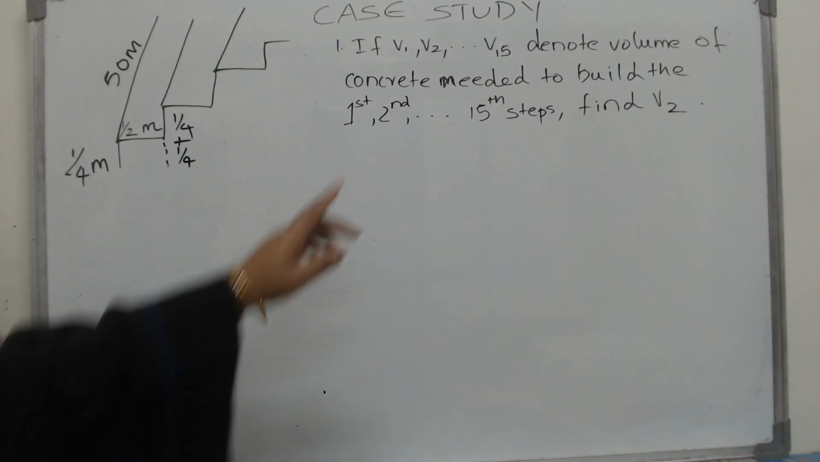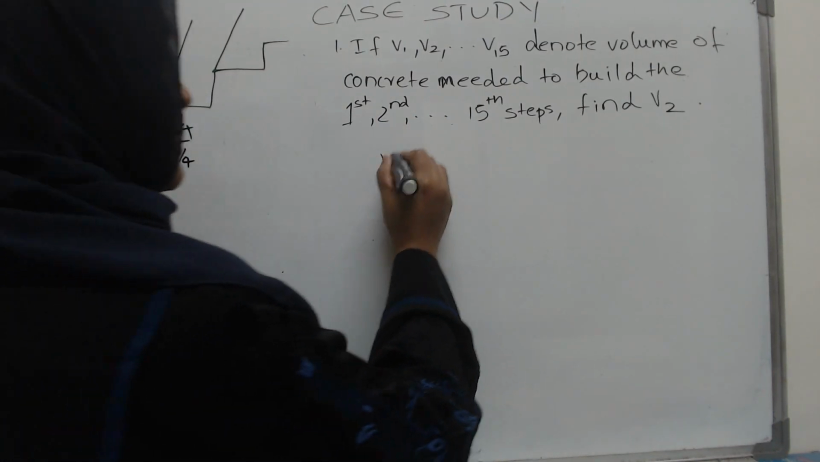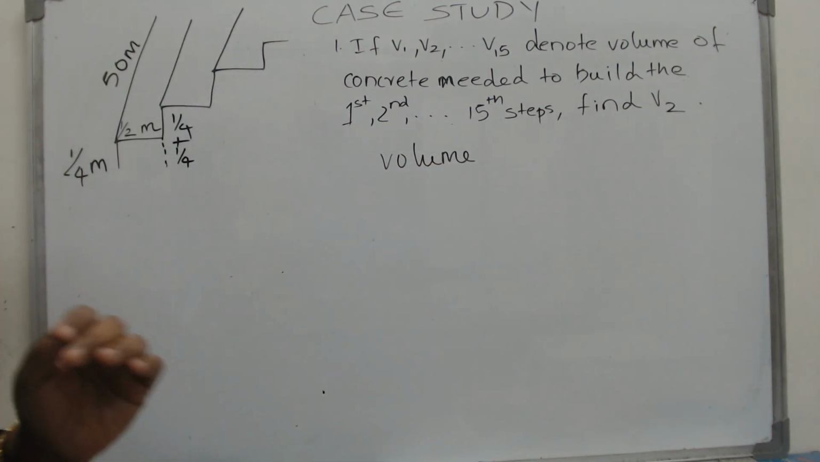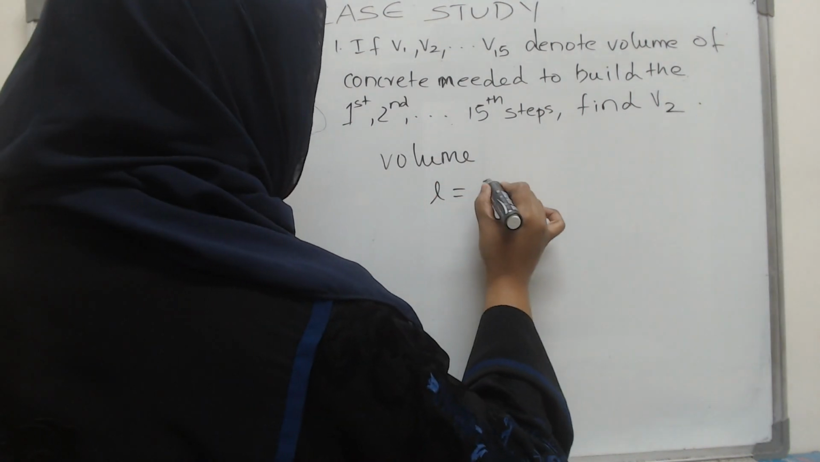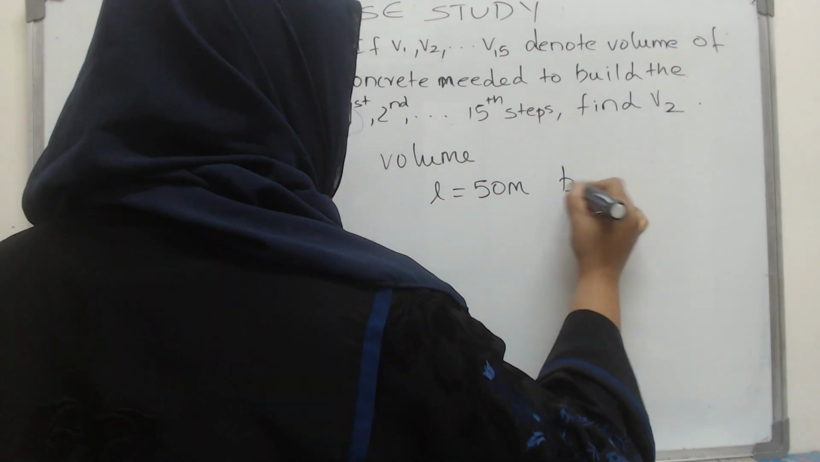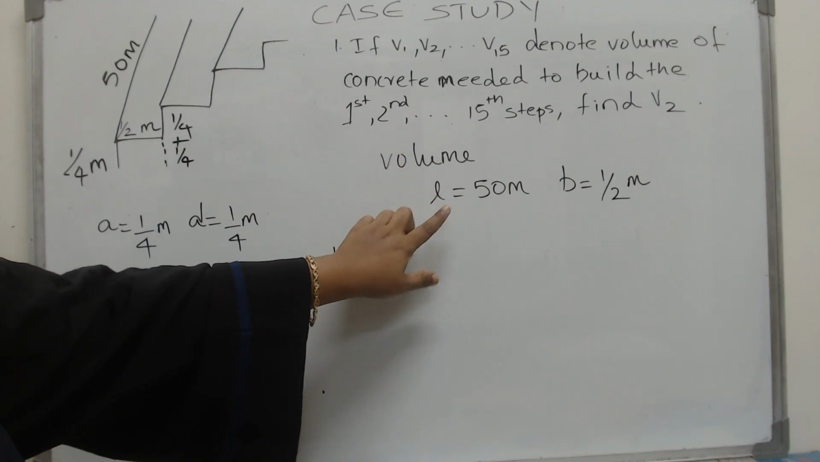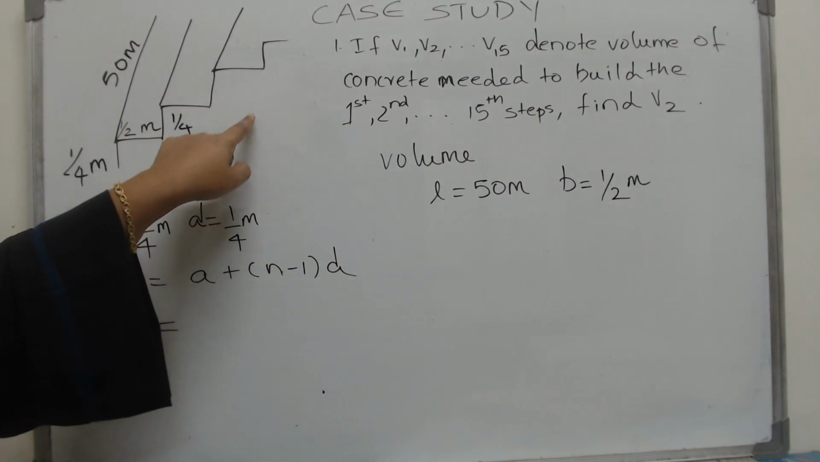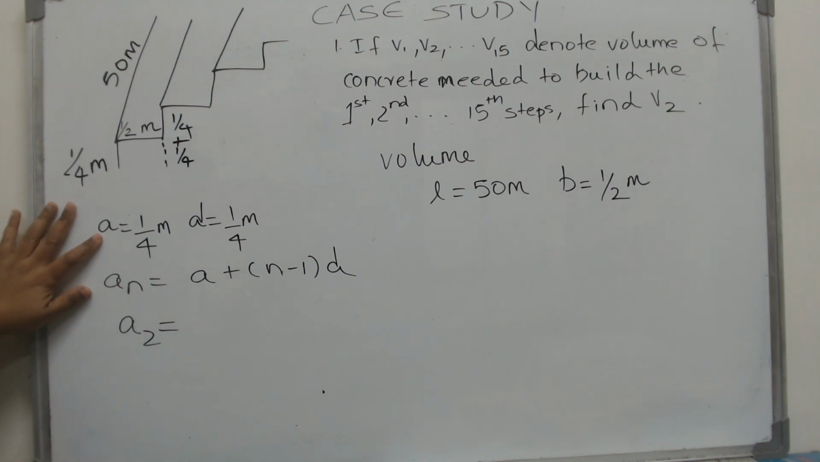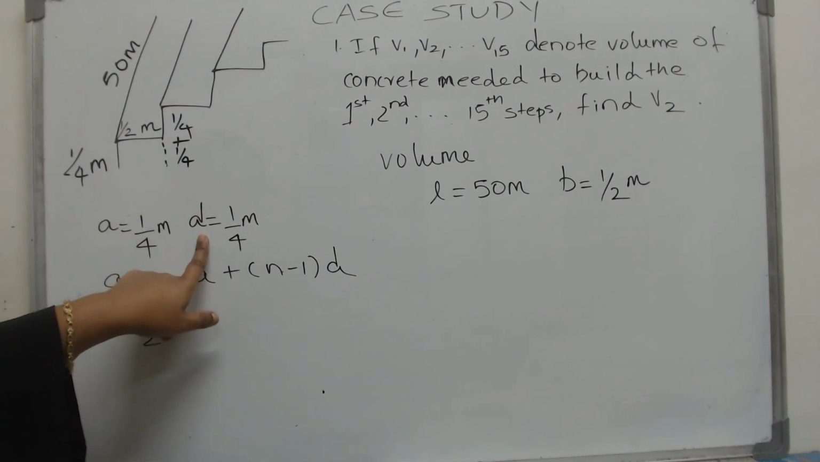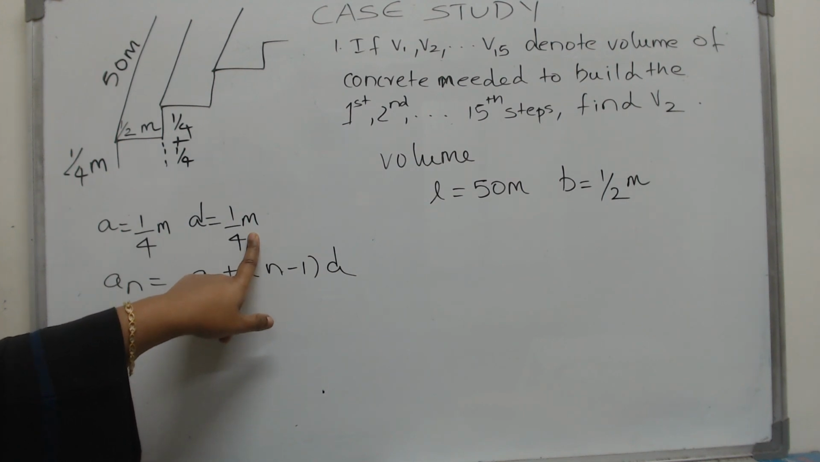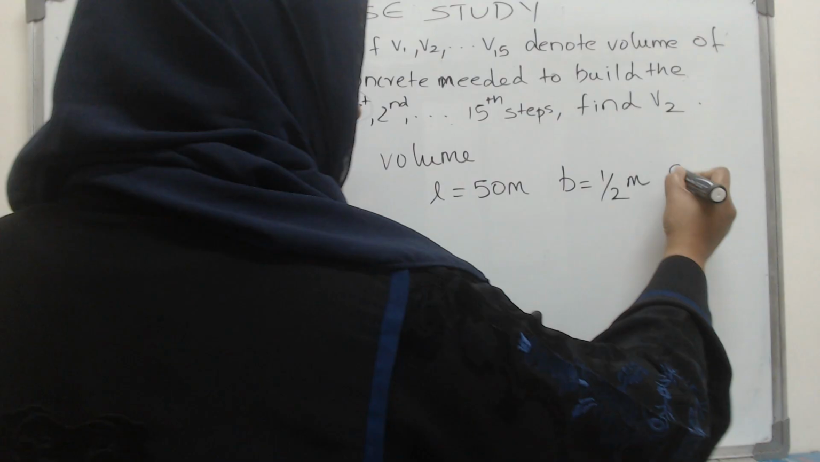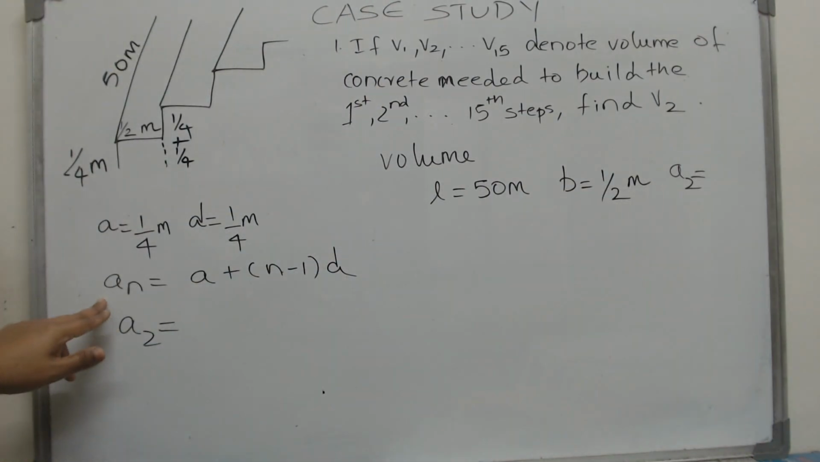Our question is, what is V2, or in other words, what is the volume of concrete needed to build the second step? What is the length? We know it is 50 meters. What is the breadth? We know it is half meters. And now what about the height? We know that the heights of all these steps form an AP with the first term 1/4 meters. So the common difference is also 1/4 meters, and what we need to find is the height of the second step. What is the formula that we will use?